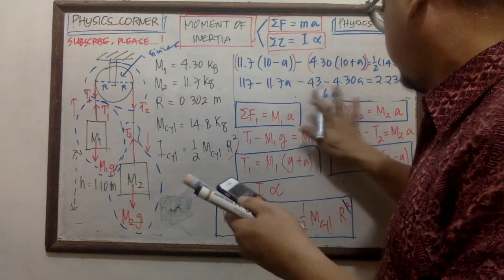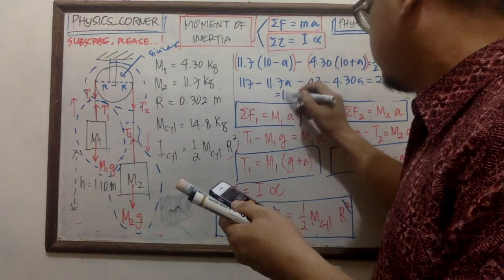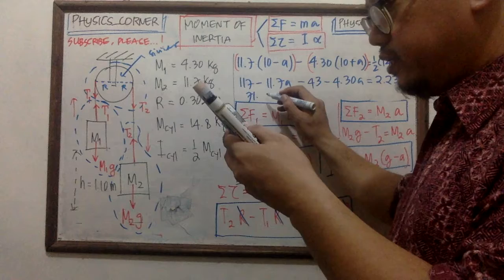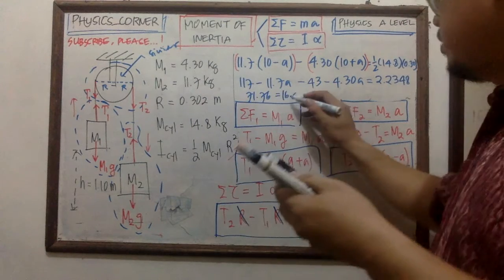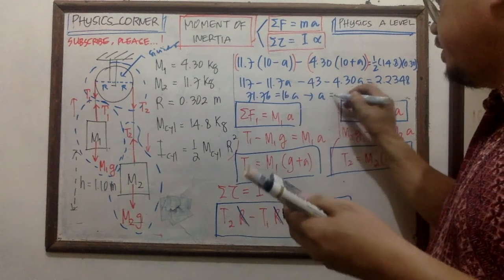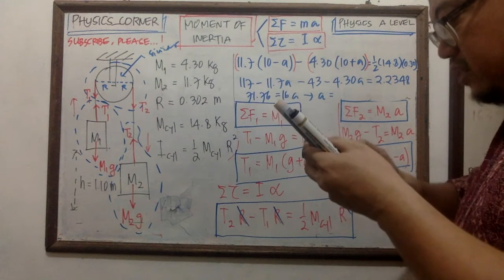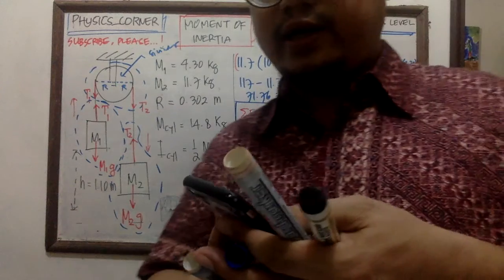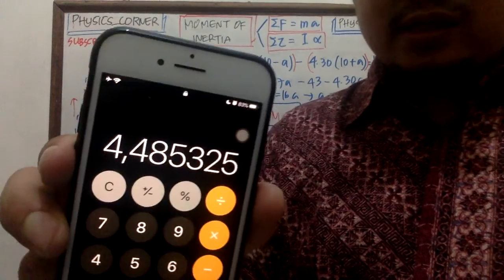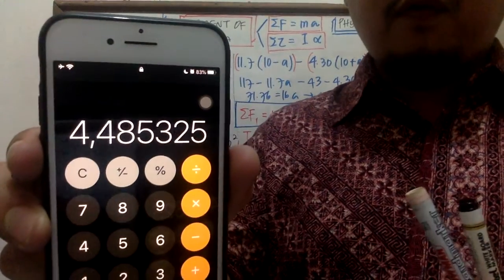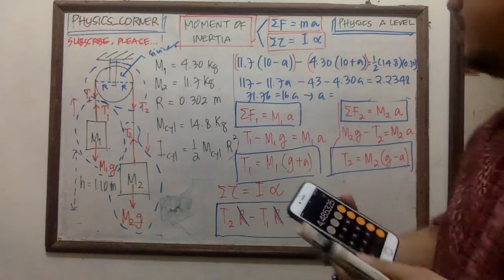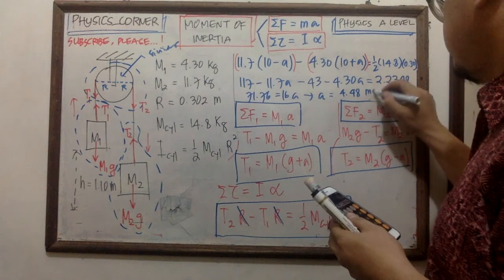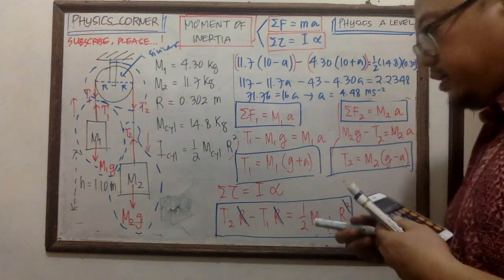Here is 16a equals 71.76. So we have a, and we divide by 16. Yes, 4.48. We can say the acceleration is 4.48 meters per second squared.